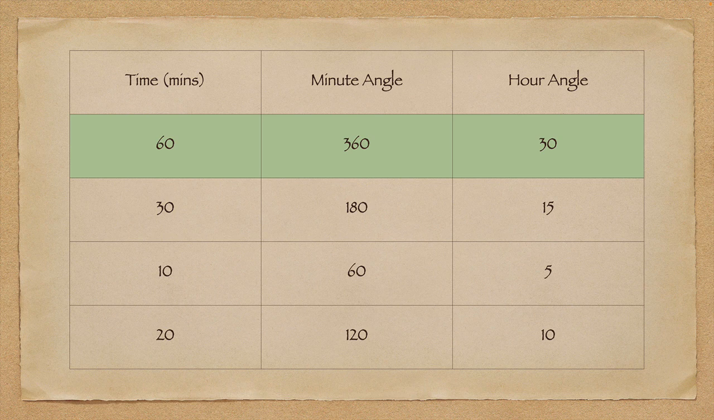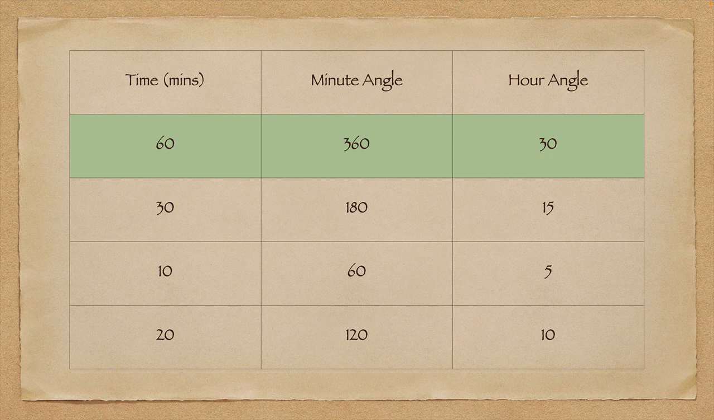Now, this is the one and only thing that you need to remember, because if you do remember this, everything else becomes very, very easy. For example, if I have to figure out the angle for 30 minutes, all I have to do is divide it by 2. The reason for this is the time, the minute angle, and the hour angle are completely in ratio. They need to be in ratio for them to be cyclical.